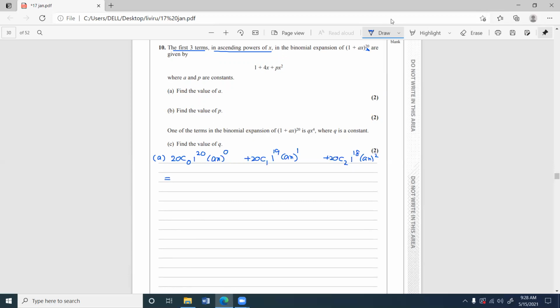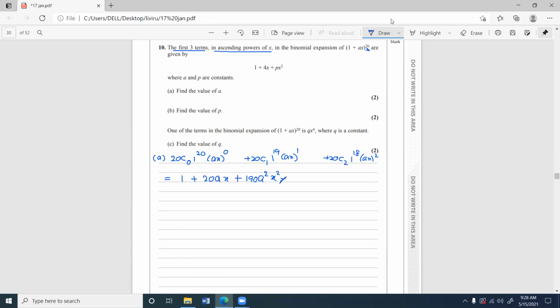20C0 is 1 into 1 into 1. It's 1. 20C1 is 20 into 1 into a, that is 20ax. Then 20C2 becomes 190, 1 to the power is this, a squared, x squared. So there's another point where most of us forget to do it. When you square it, the square affects both a and x. With this, you get the answer for this.